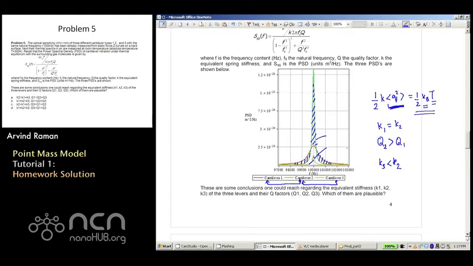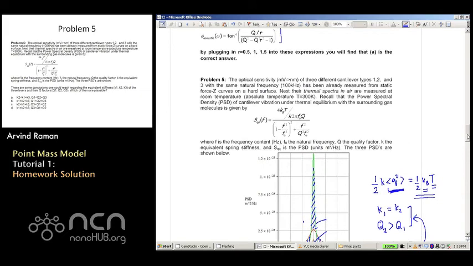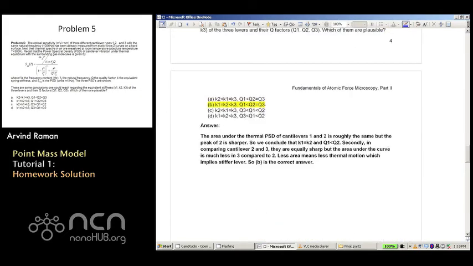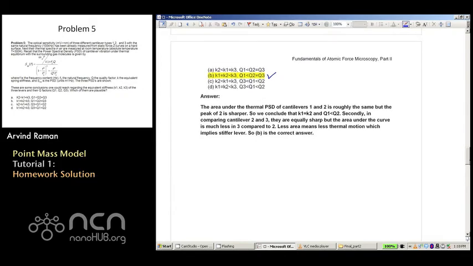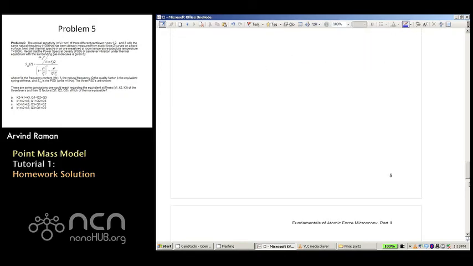However, if you look at the shape or how sharp this is compared to the green curve, they're very similar. They're equally sharp, except one is scaled up compared to the other. So this tells us that Q3 in fact must be equal to Q2. So putting these two results together, we actually get to the right answer, which happens to be B. All right.